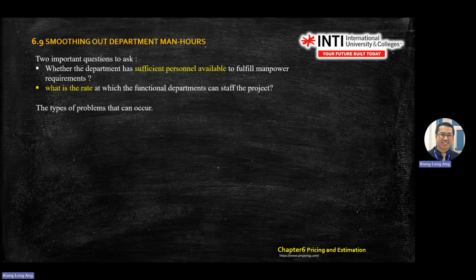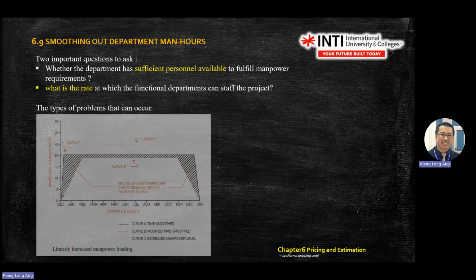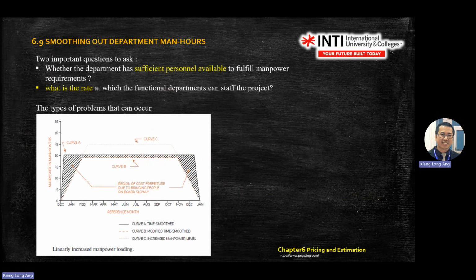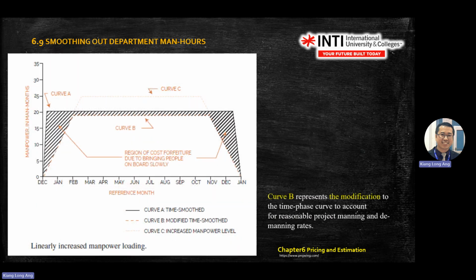Okay, 2 questions to ask: whether you have sufficient people, and what is the rate at which the functional department can staff the projects. Means how much money you can pay, or how many staff you need to station at that particular time. Okay, so this is the type of problem that can occur.